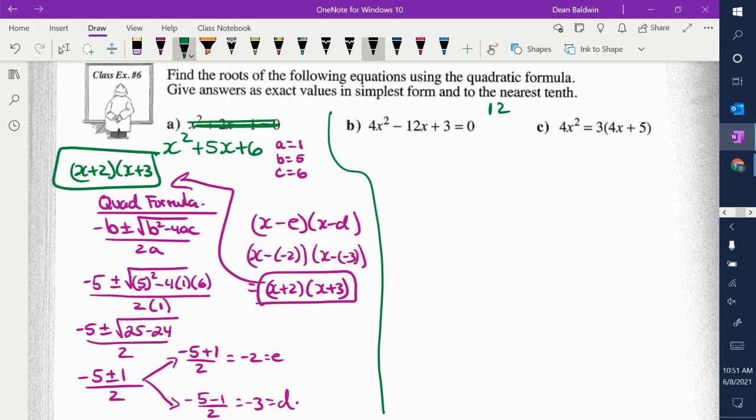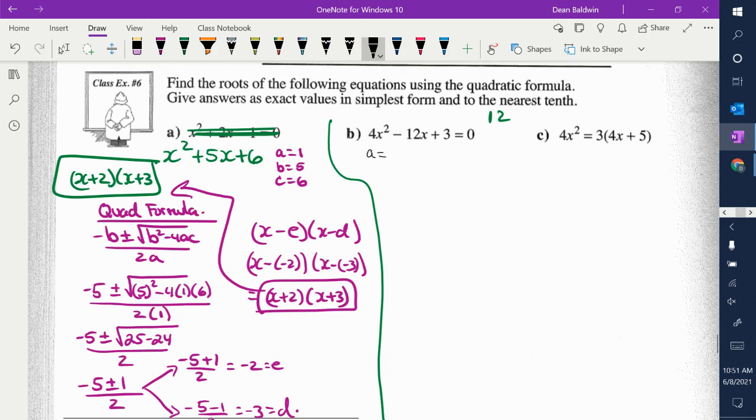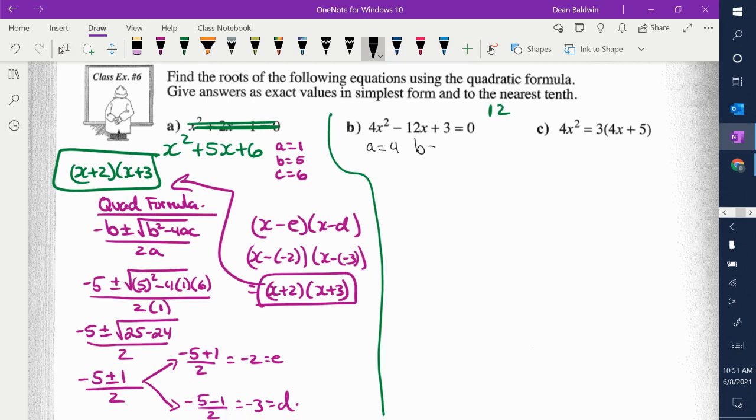And this is the only example I'll show you. So, what's my A value? 4. What's my B value? Negative 12. Take the sign that is in front of the number. And your C value is 3. Okay. Plug it into the formula. You're going to need a calculator for this. So negative of negative 12 becomes 12 out there.